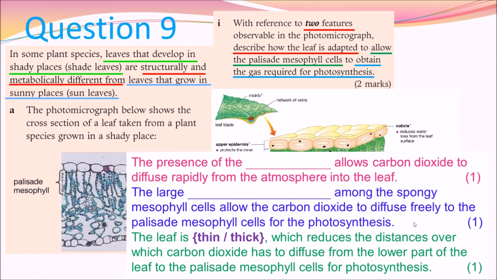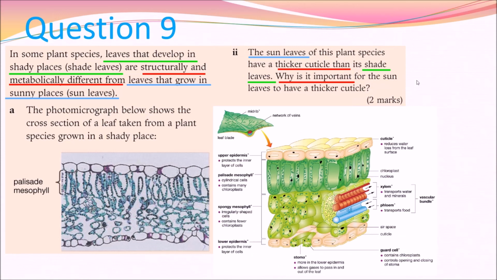And the leaf is thin or thick, which reduces the distance over which the carbon dioxide has to diffuse from the lower side of the leaf to the palisade mesophyll cells for photosynthesis. 1, 2, 3. Although the question carries 2 marks, if you can answer the third statement, I give you 1 more bonus mark. So that's for A1. And then A2 is talking about the sun leaves of the plant having a thicker cuticle than its shaded leaves.